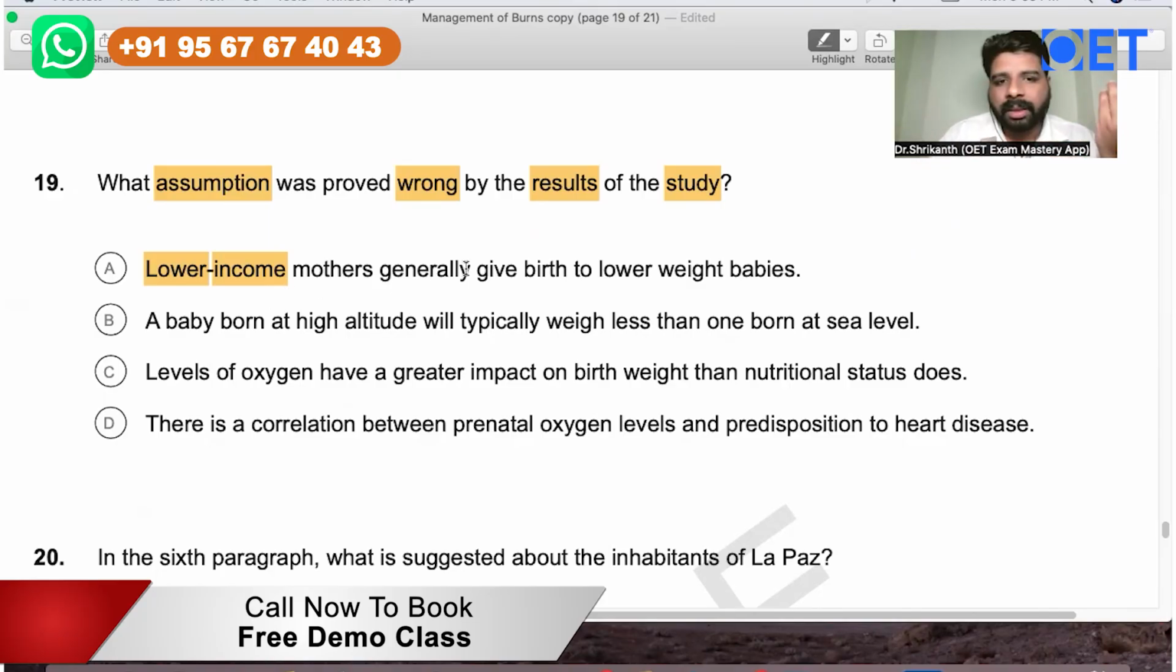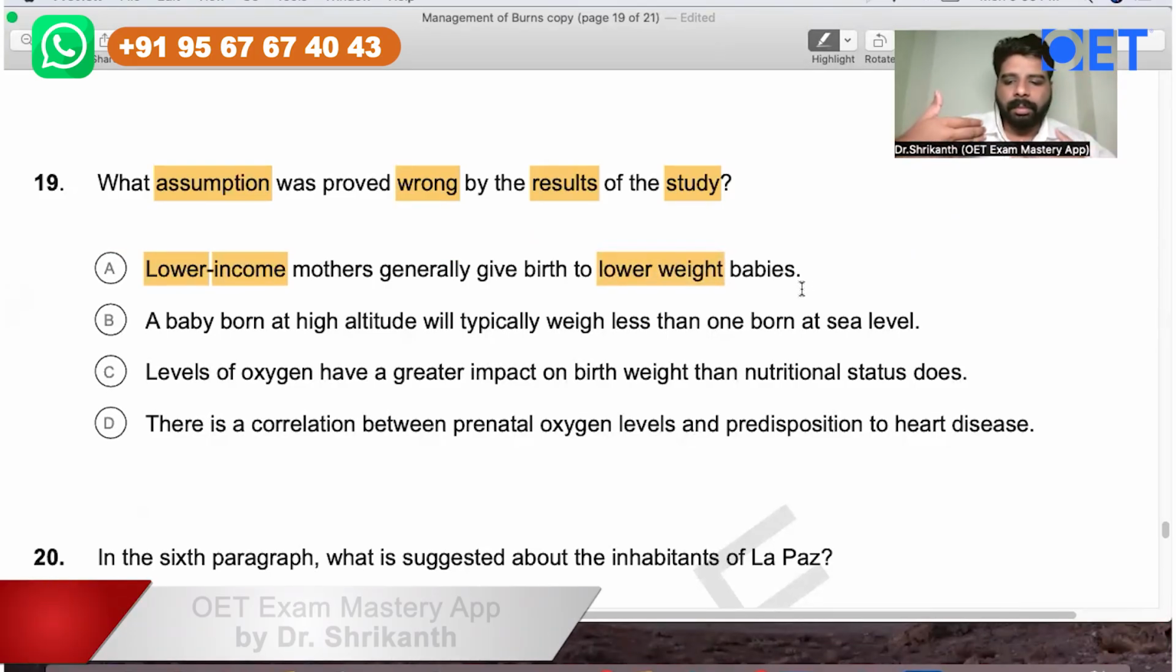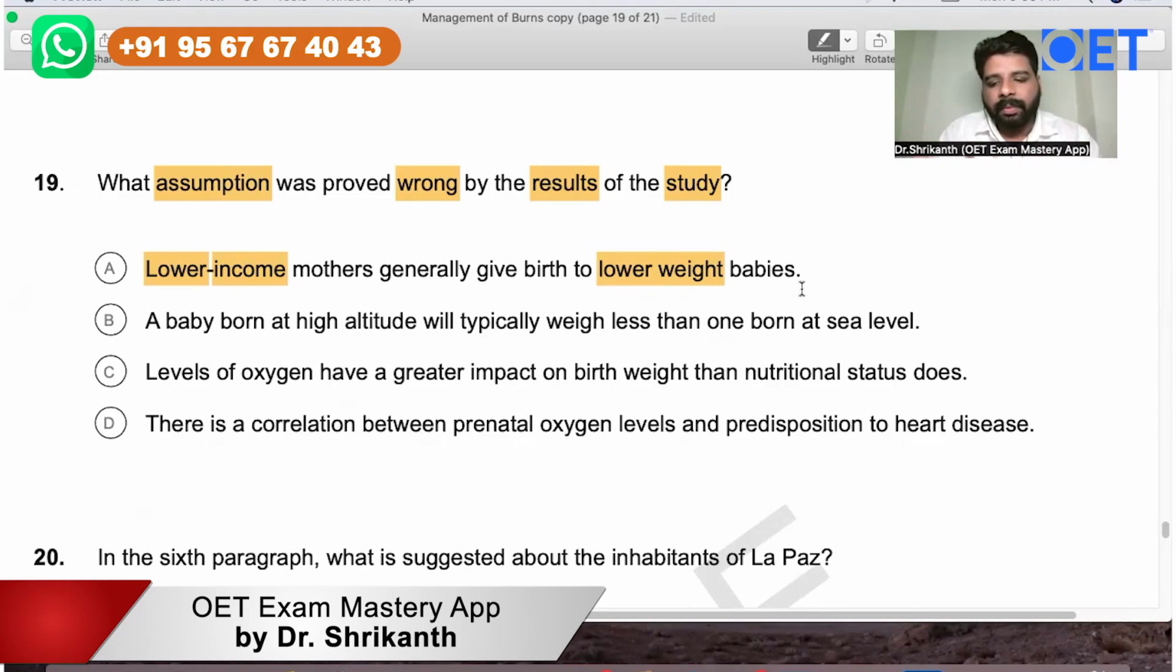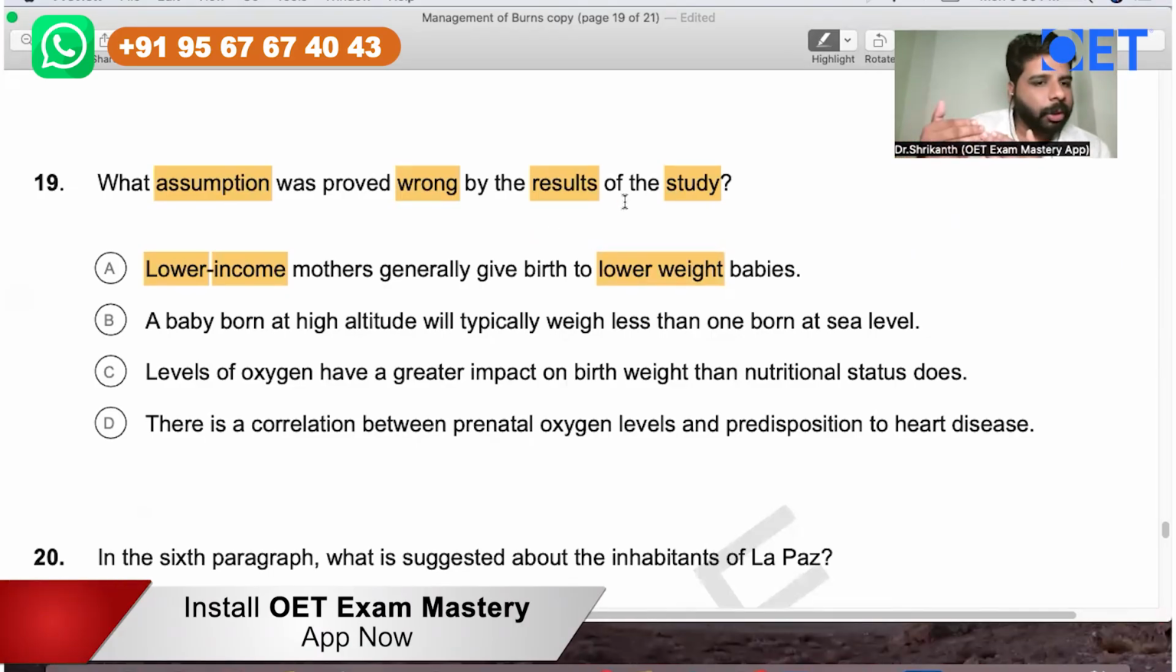These types of mothers give birth to lower weight babies. So what is the assumption over here? When lower income mothers give birth, their babies will be lower weight. So that was the belief system, and maybe this belief system was proved wrong by the results of the study. Now let's take a look at answer option B.